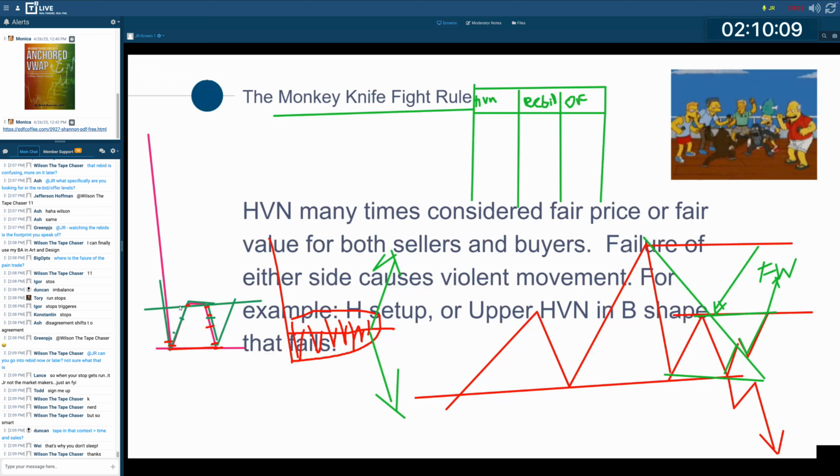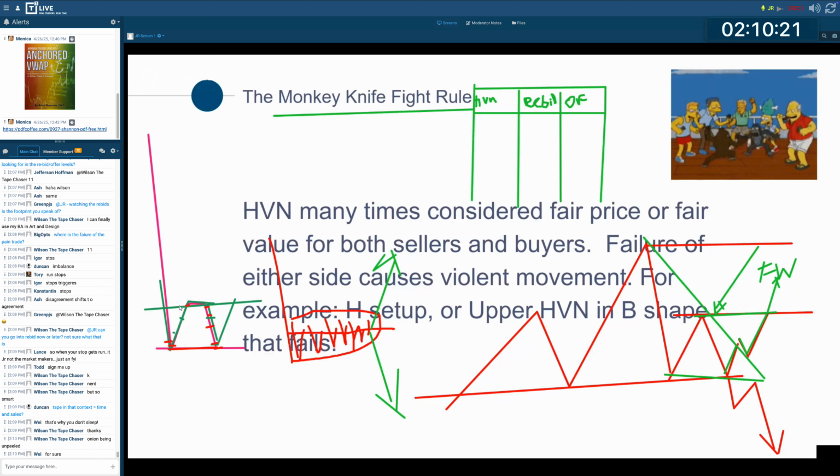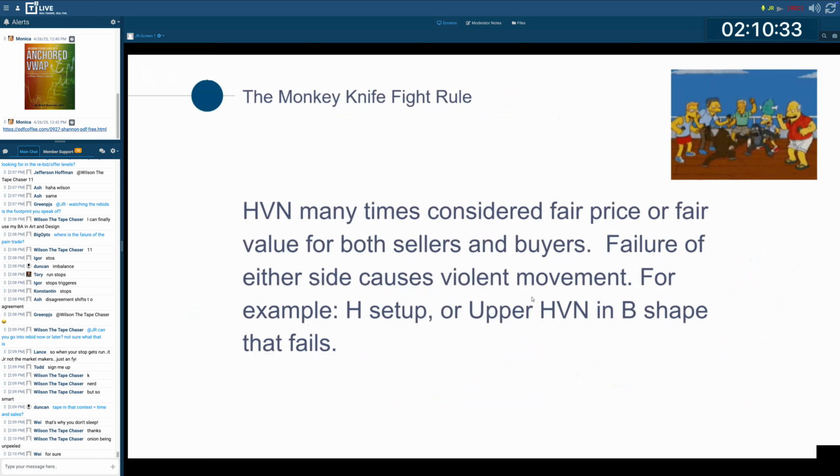Listen, if you want to get good in this business, you're going to have to commit inordinate amounts of time to it. No one goes into trading the markets because they like free time. All right. Anyways, so yeah, the onion is being peeled. It's not a pretty picture. So does everyone understand the monkey knife fight rule?